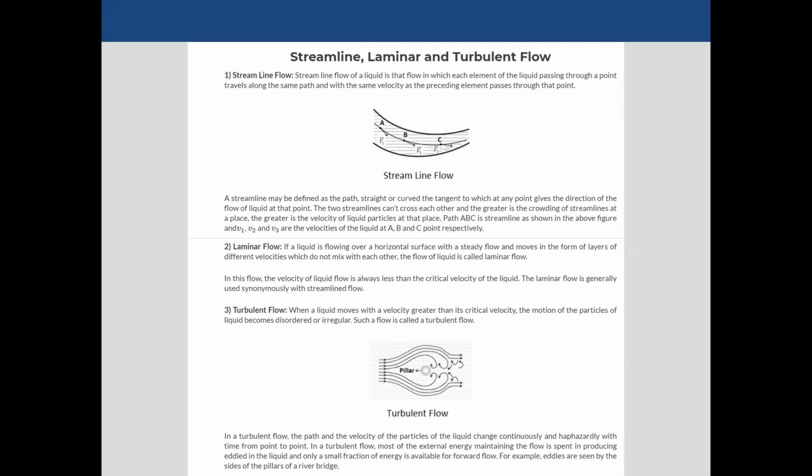In this kind of flow, the path and velocity of the particles of the liquid change continuously and haphazardly from point to point. Most of the external energy maintaining the flow is spent in producing this turbulence within the liquid, and only a small fraction of the energy is available to the forward flow. These eddies are seen by the sides of the pillars of a river bridge.